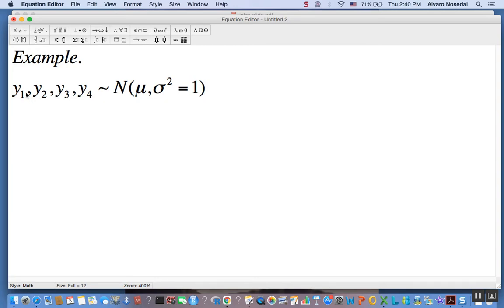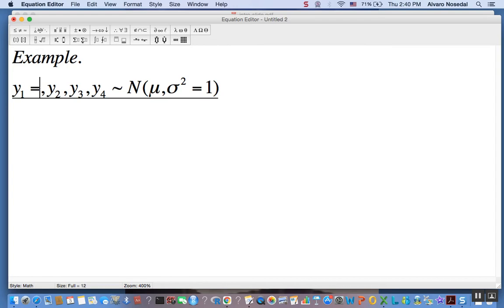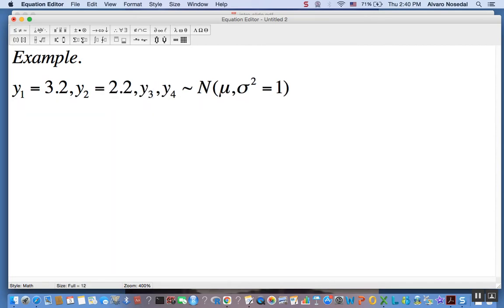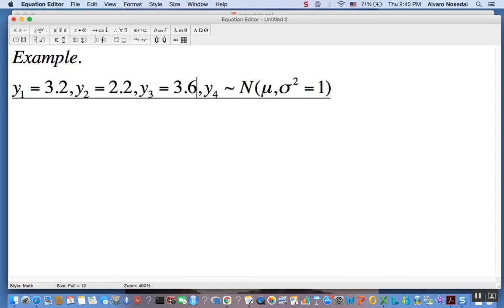Now, the values are the following: 3.2, 2.2, 3.6, and 4.1.